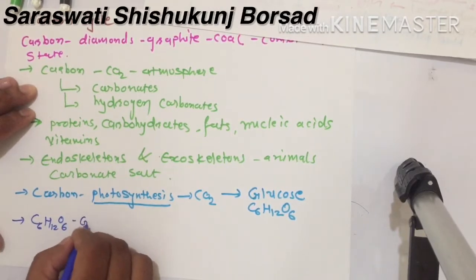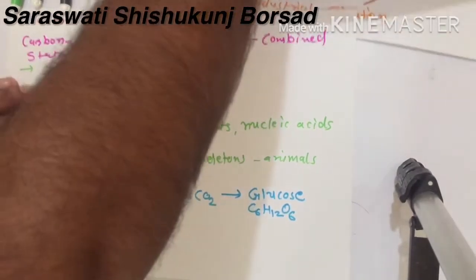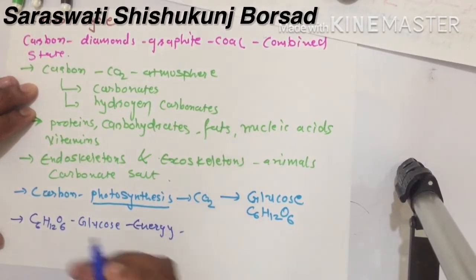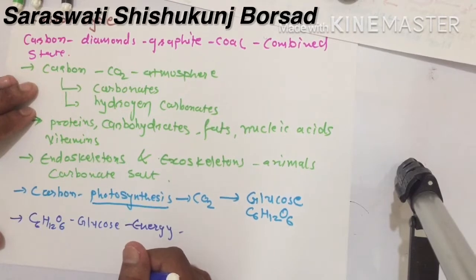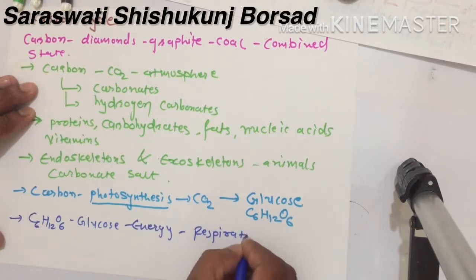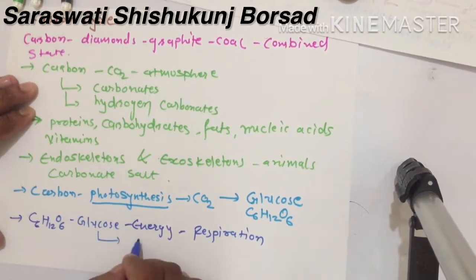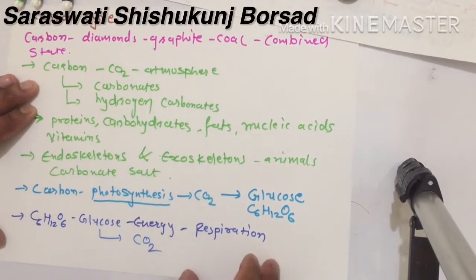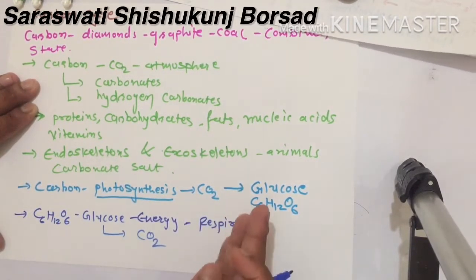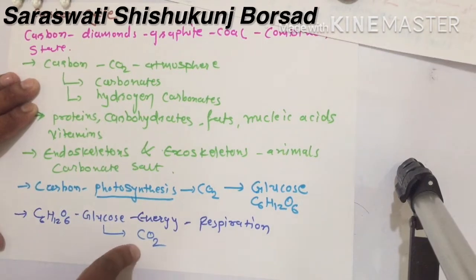C6H12O6 means our glucose, it provides us energy, right? This glucose provides energy to different organisms. Okay, and by the process of respiration, this glucose will get converted back into carbon dioxide. So see, carbon dioxide with the process of photosynthesis gets converted into glucose. This glucose is utilized by the body, it is getting oxidized and will get converted into carbon dioxide.